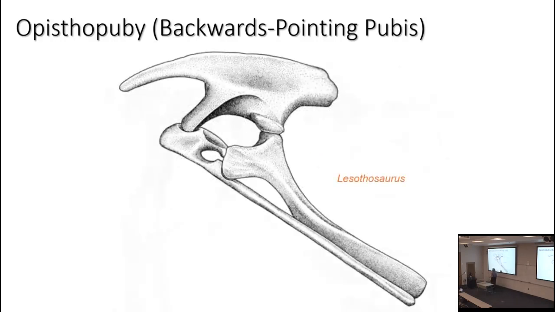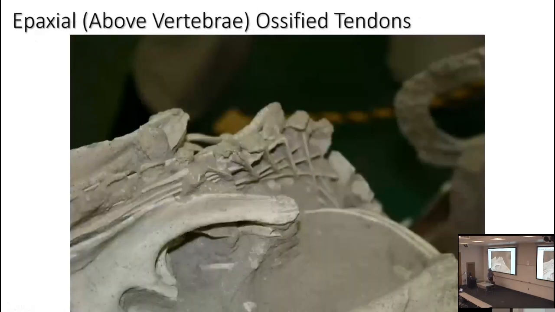And here's another one, another early Jurassic form, Lesothosaurus, and there's ilium, ischium, pubis. Opisthopubic, backwards pubis. Now, many of the ornithischians also have another trait where the tendons above the vertebrae, so axial, they're around the vertebrae, but on the upper surface, are ossified. That is, a tendon that's become bone. And you can see this sort of network or grill here.